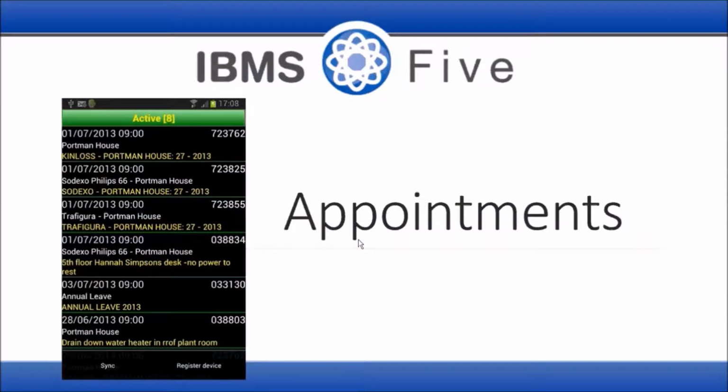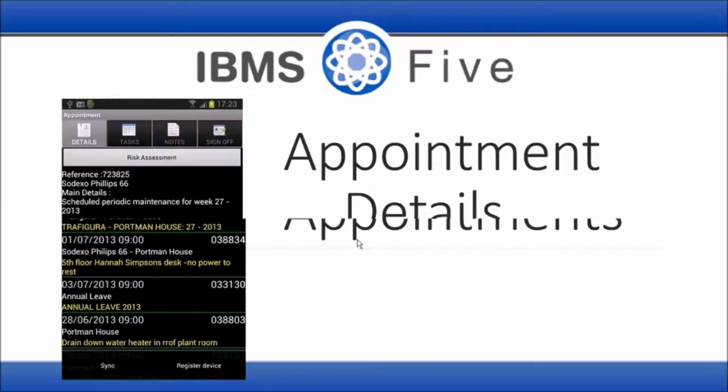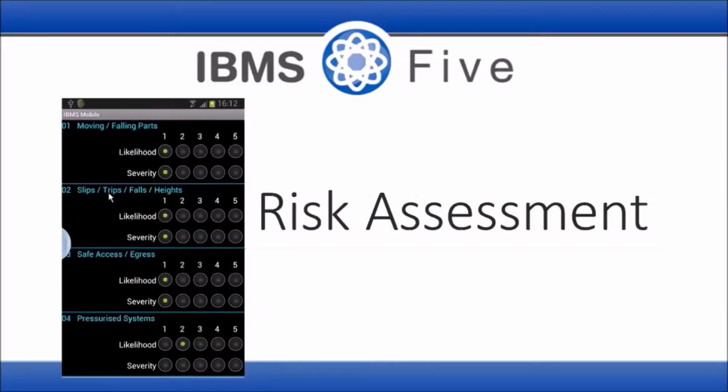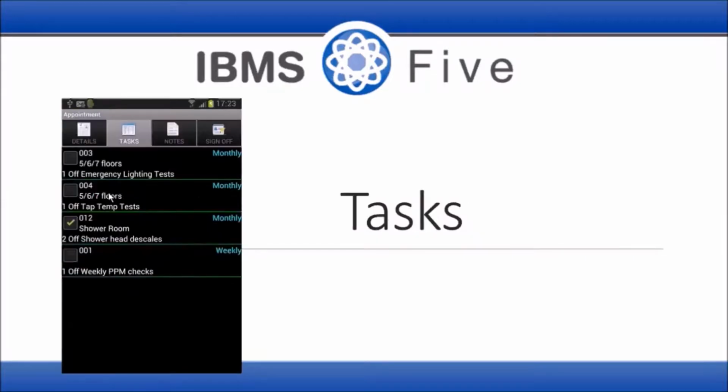Here you can see a number of appointments on the device. There is a feature which can be switched on or off on the device. In this case it's on, so when you click into a job, before you can do any work, you have to fill out a risk assessment. Once that's completed, you can then click on the Tasks tab and fill out your individual tasks, adding notes to each.